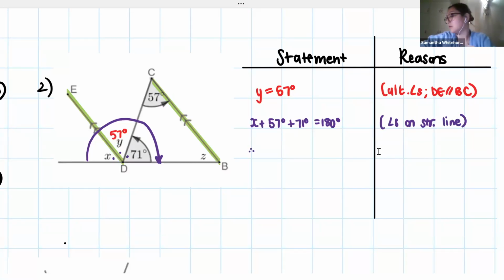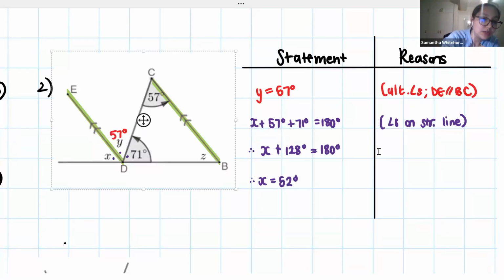Right, now guys, there's lots of different ways you can solve this. Honestly, at the end of the day, as long as you get x alone, you do you. So I'm just going to add 57 and 71 to start off with because they're like terms. That gives me x plus 128 equals 180. When I subtract 128 on both sides, I get that x is equal to 52 degrees. So this angle here, x, is 52.